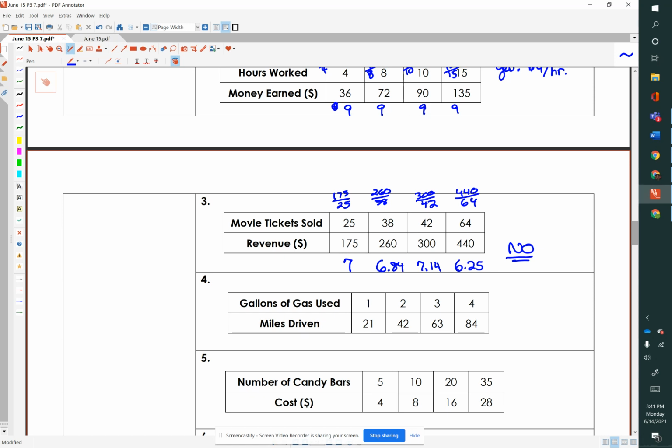Okay, I hope you've tried those on your own. So we've got next gallons of gas used for the amount of miles driven, and that is something you're going to want to know when you start driving. So let's see if this relationship is proportional.